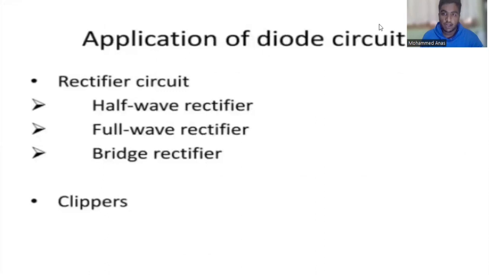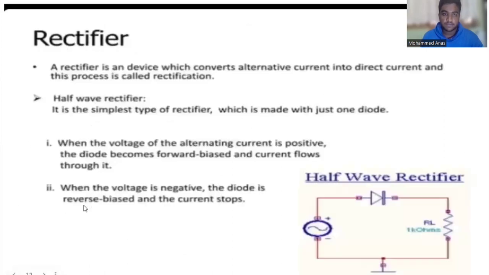Now we are going to learn about the applications of diode circuits. First one, rectifier. Rectifiers are classified into three types: half wave rectifier, full wave rectifier, and bridge rectifier, and also clippers. Now we are going to learn about rectifiers.